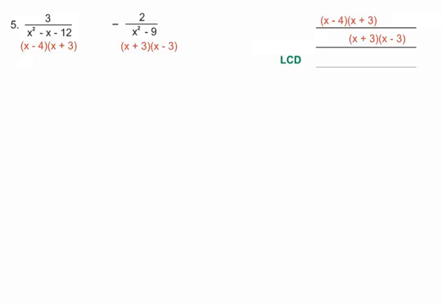Let's do this next one. Now we're stepping up another level. So the original is in black. For time's sake, I've already factored the denominators. So that trinomial became x minus 4 times x plus 3. And this right denominator was a difference of 2 squares, and it became x plus 3, x minus 3. I already factored them.